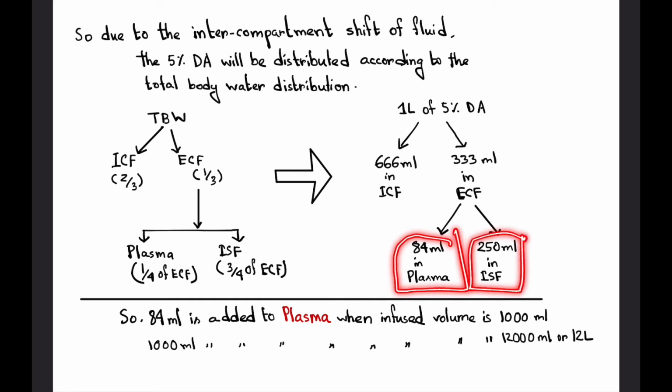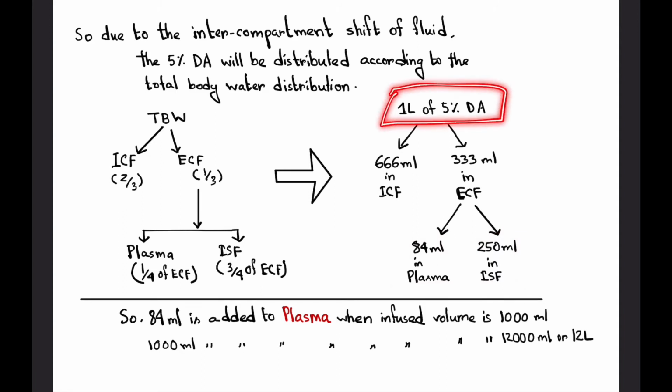So you can see that after administration of 1000 ml of 5% DA, you can expand the plasma volume by only 84 ml according to this distribution. So this is too less, right? This is too less. And suppose a patient comes to you with a history of 1 liter, or say 2 liters, of blood loss or fluid loss, and you want to expand the plasma volume by 1 liter, right?